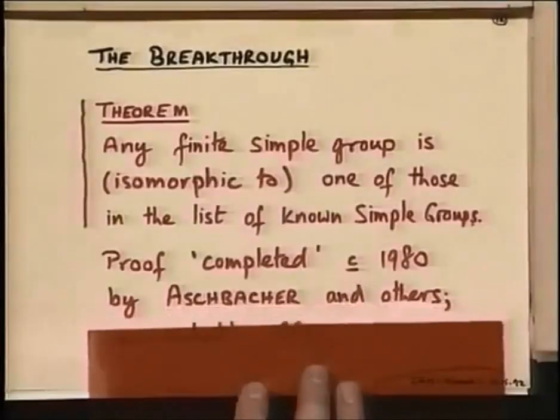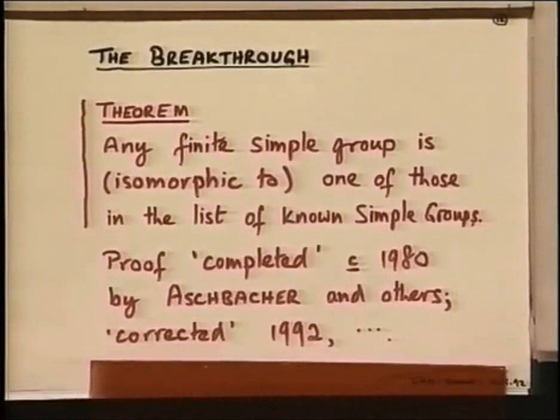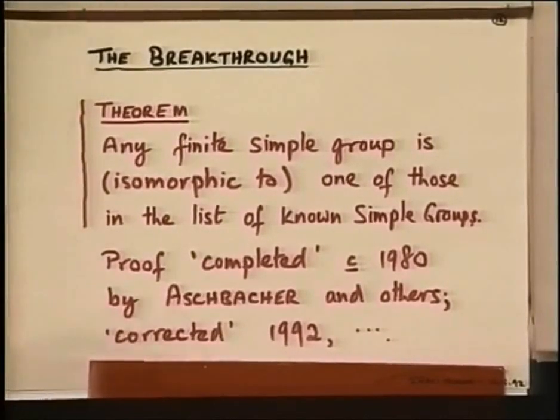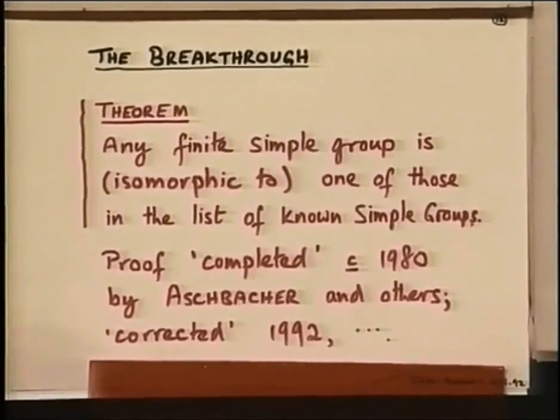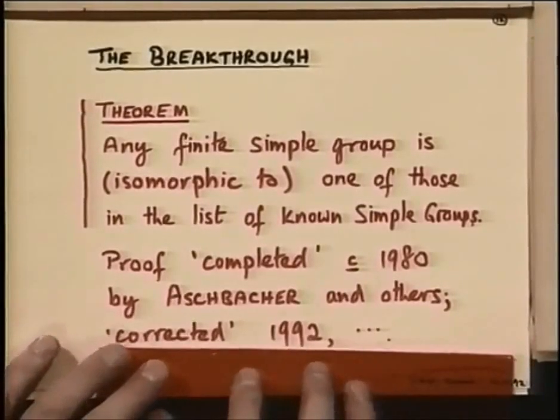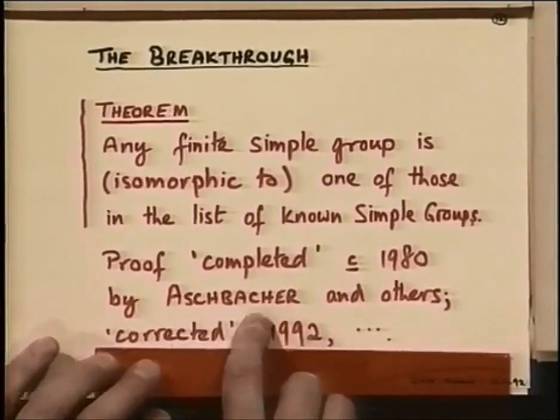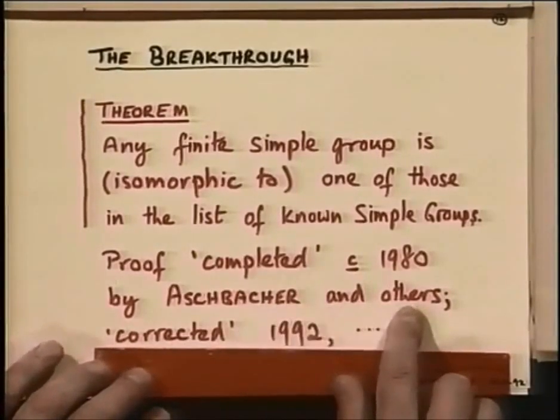It's a tremendous theorem. The proof was perhaps completed in about 1980. I believe that all the ideas were there and most of the details were there. The whole project to prove this theorem had been orchestrated by Daniel Gorenstein in the 1960s and 70s, and the final parts of the proof, main parts of the proof, were produced by Michael Aschbacher, but many, many other people contributed.